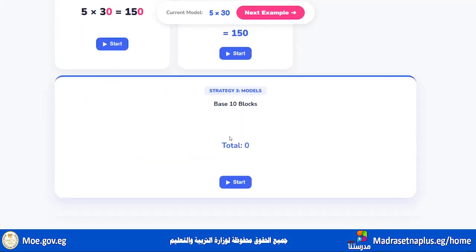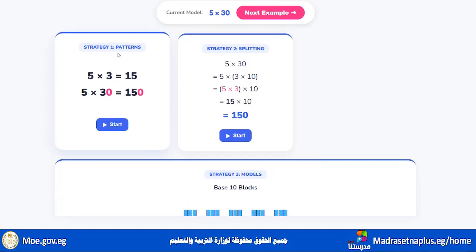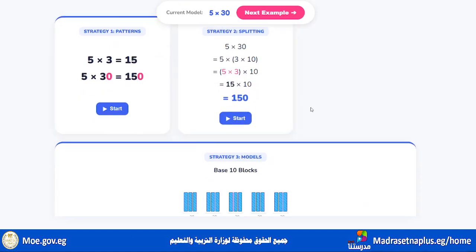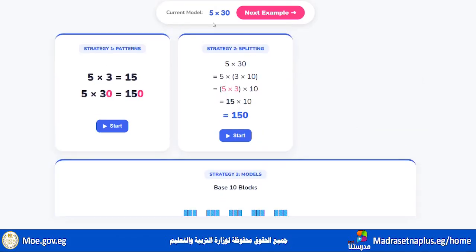Third one, by models, by blocks. We have 5 times 30. That means I repeat 30 five times: 30 and 30 and 30 and 30 and 30. So we have 5 30s. 5 30s by using blocks equals 150. So you have 3 strategies to find the value of 5 times 30: by patterns, by splitting, or by using models or blocks. This is an example. You can answer all numbers this way.